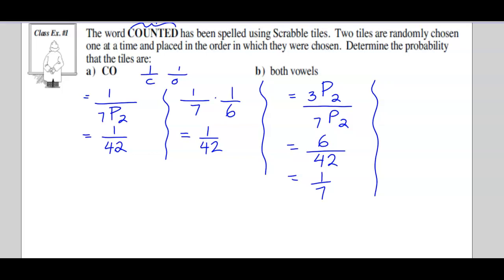Yeah. Yeah, thank you. 3 choices. It's been a long break. 3 choices out of 7. So there's 3 vowels out of 7. You've chosen 1, so there's 2 vowels out of 6. And then there's 1 out of 7. Thank you, Adam. You're away.